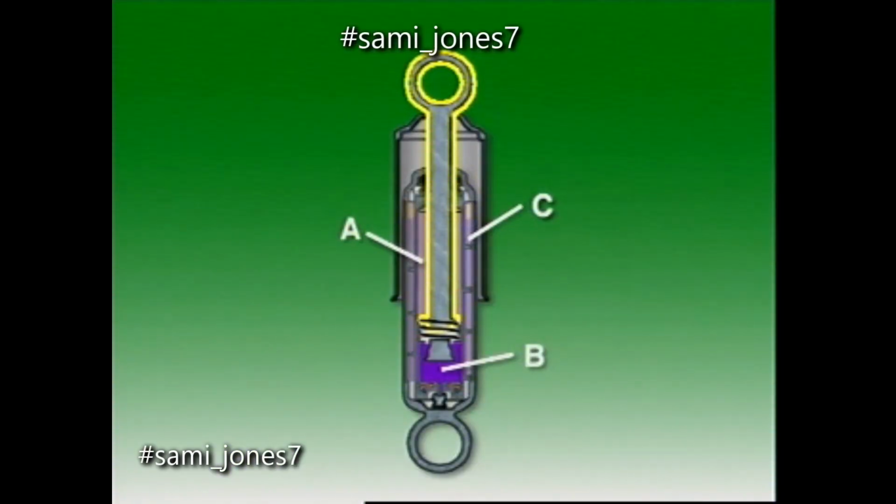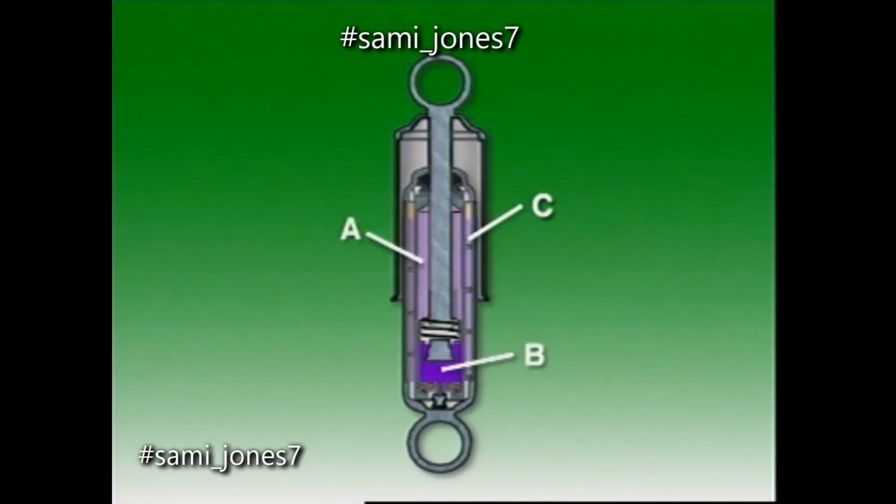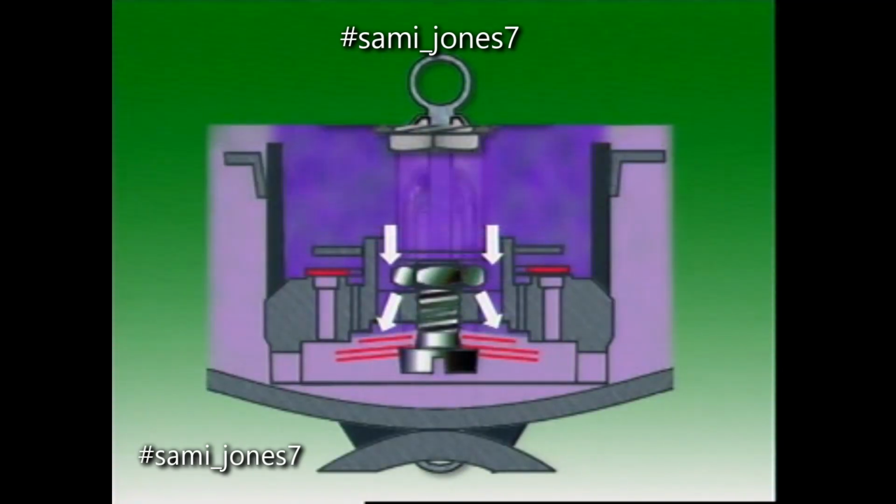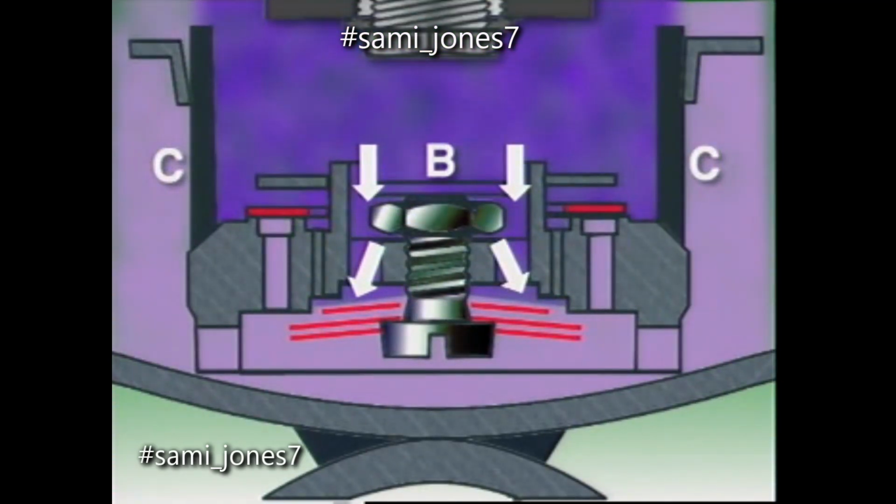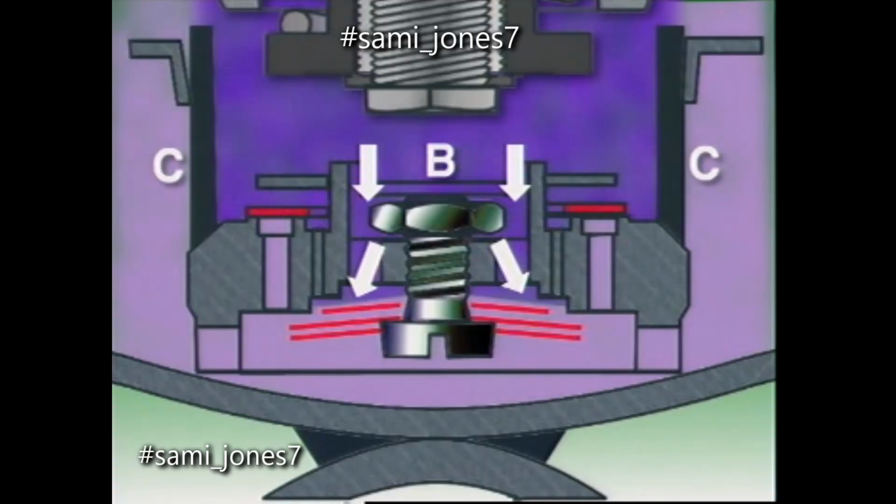But the piston rod is also now entering A and displacing a quantity of fluid equal to its volume, so all of the oil in B cannot flow into A. The displaced fluid is forced down through a base valve and out into the reservoir, labelled C.